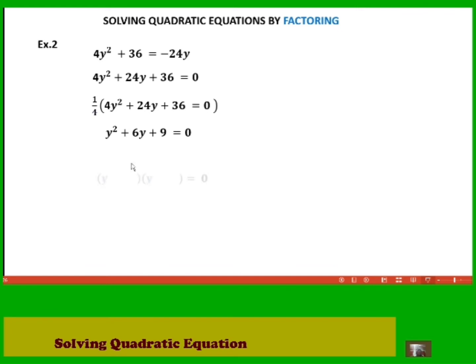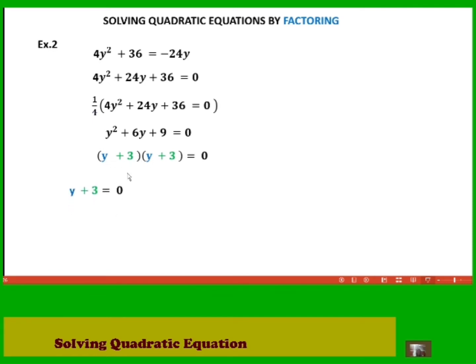Factor the left side of the equation. Y squared is y times y. Positive 9 has factors. Since the middle term is positive, positive 9 must have factors of positive 3 and positive 3. So that when we check the middle term, 3 times y equals 3y and y times 3 is 3y. Add, the sum is positive 6y. We got the middle term.